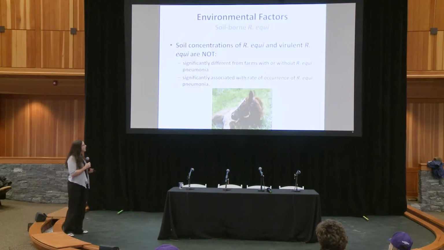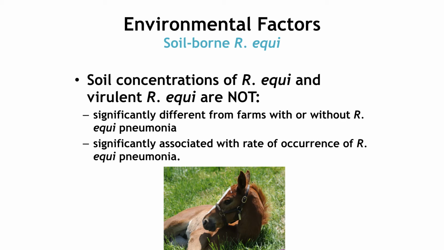So if we look at whether the issue is the Rhodococcus in the soil or not, we know that the soil concentrations of Rhodococcus, the virulent form and the avirulent form, are not significantly different between farms with or without Rhodococcus pneumonia, and that they are not significantly associated with the rate of occurrence. So we don't think that the soil concentrations are a big factor in whether or not we have problems with the disease. I've actually had people ask me, okay, I'm about to go buy a horse farm. Should I test the soil for Rhodococcus? It's not going to help you out. And we know it's not associated with whether or not there's going to be an issue.